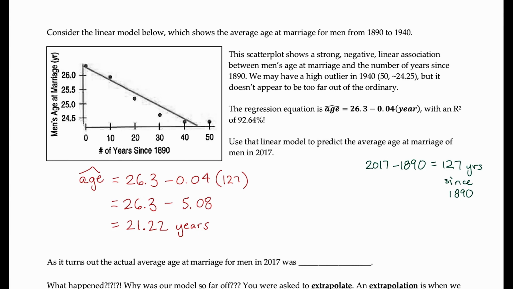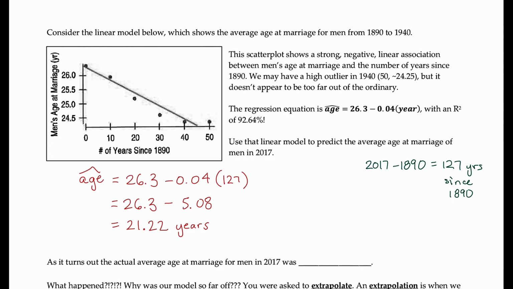I plugged in 127 because that's the number of years since 1890. If you plugged in 2017 as your input value there, then you obviously are going to get a very different number. Go back and fix that for us. So what we got was a prediction of 21.22 years, okay? Just a skosh over 21 years old. Before I tell you what the actual age was, why don't you take a moment to think about, do you believe that number? Do you think that that is lower or higher than what you would expect?